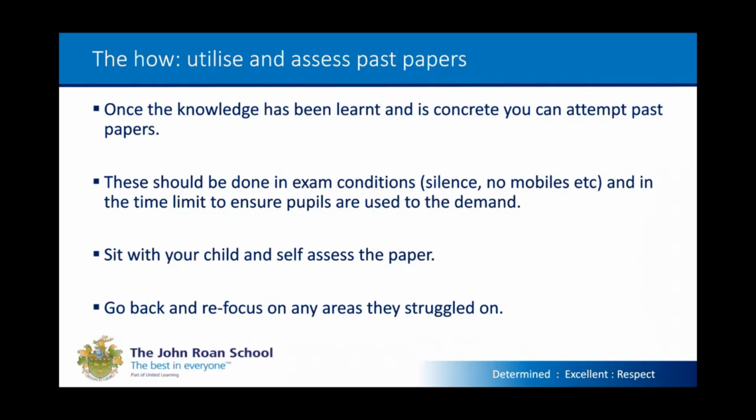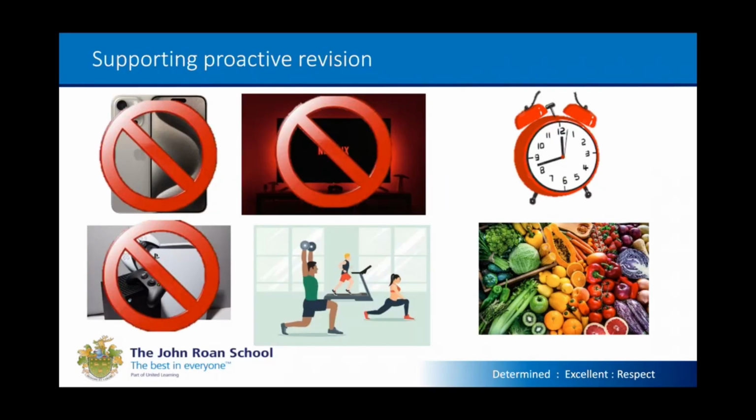Now, once a past paper has been done in silence, in exam conditions, so that's no mobile phones, that's timed conditions, then it's also really, really important to self-assess that paper, either on their own with a mark scheme, but I do suggest that this is better done with an adult present, because usually what we find is students are very, very generous with their own marking. Once they self-assess it, you should highlight any areas of weakness and then go back over and refocus revision on those gaps.